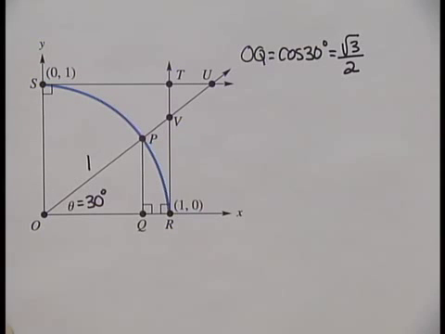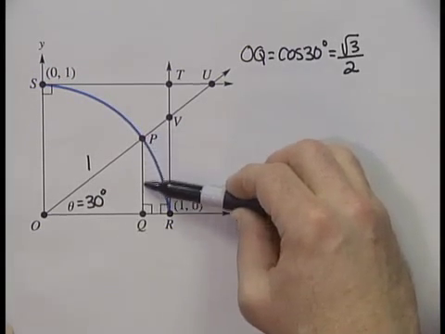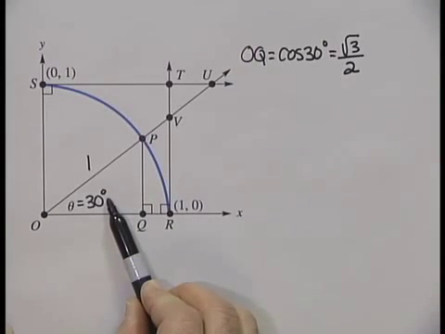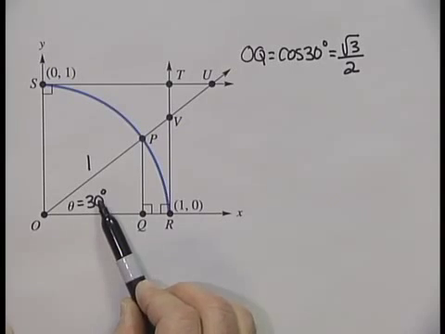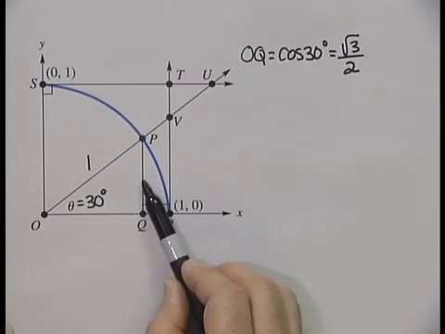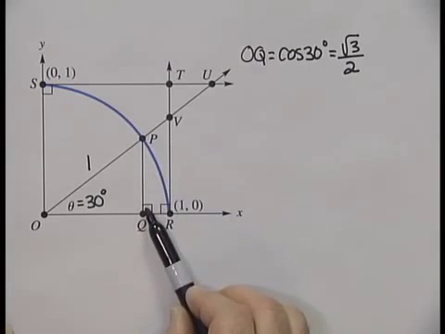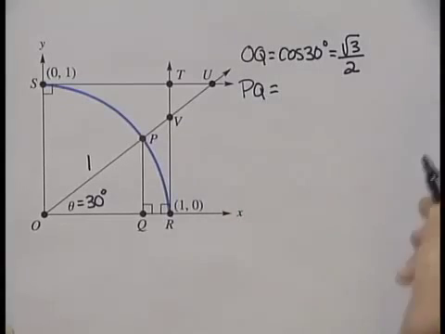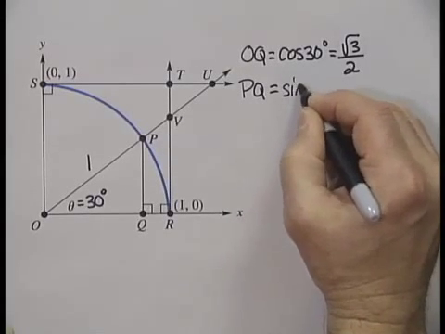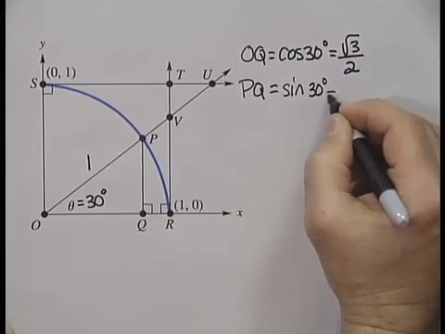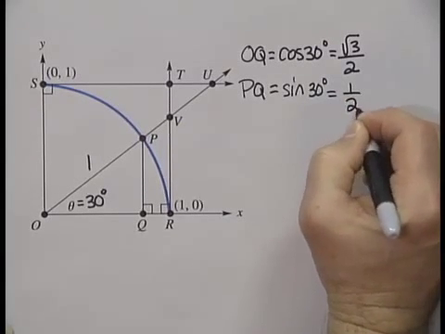Next, we find PQ. PQ is this segment here. That segment is opposite 30 degrees, and we know the sine of 30 degrees is the side opposite divided by 1, so in this case, it's simply that side opposite, PQ, so PQ is equal to the sine of 30 degrees, and again, that's equal to 1/2.